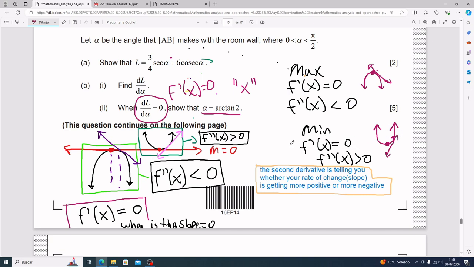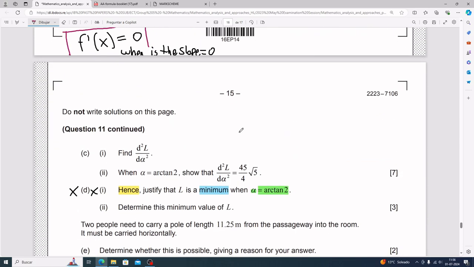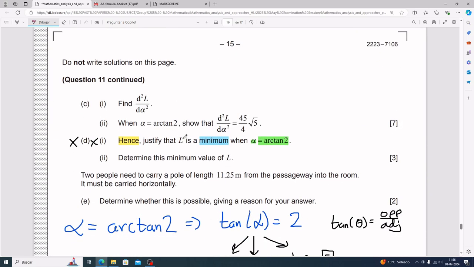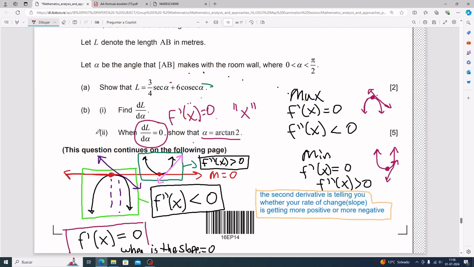Now that we understand that idea, we can fully jump onto part D I. Here we need to justify that L is a minimum when alpha equals arctan 2. We already discovered from part B double I that when alpha equals arctan 2, you have a max or min, because you set your first derivative to 0. You found a point of optimization.